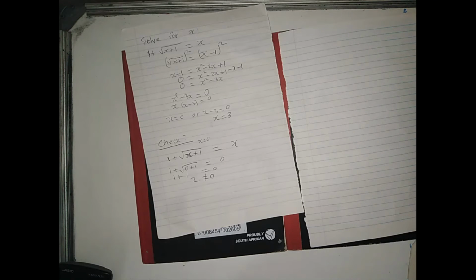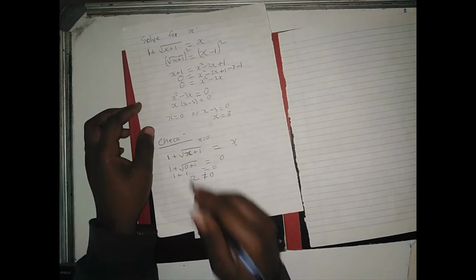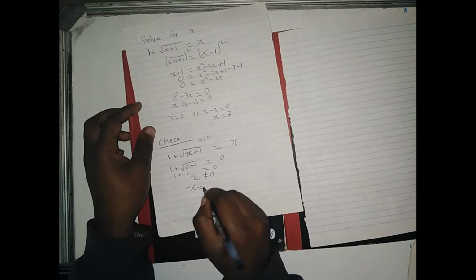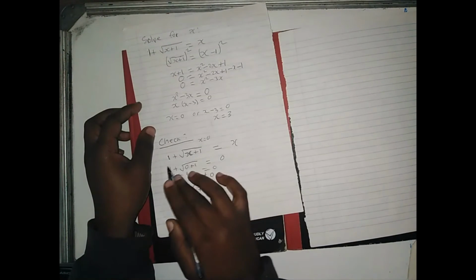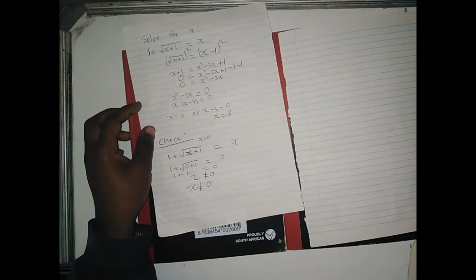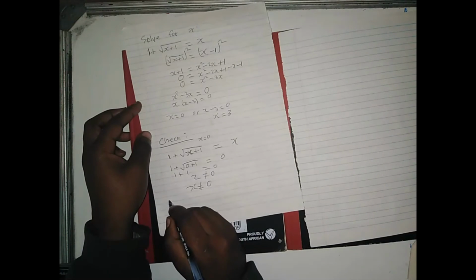So that means that our answer is wrong. So we then say x is not equal to 0, because when we tested it, it doesn't work. Now let's test the second one. What is the second one? The second one is x is equal to 3. Let's test x is equal to 3.